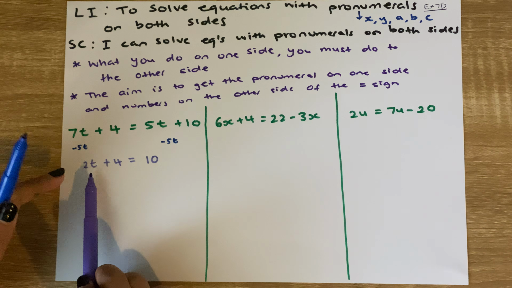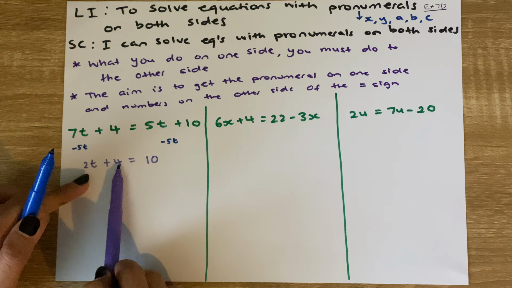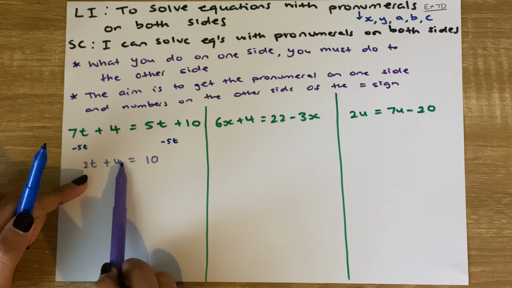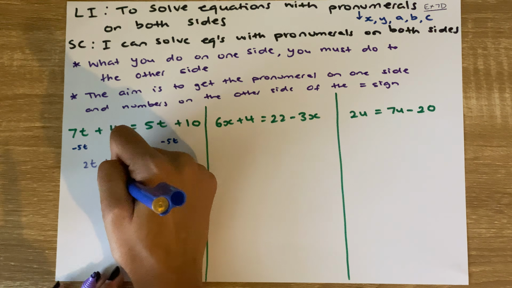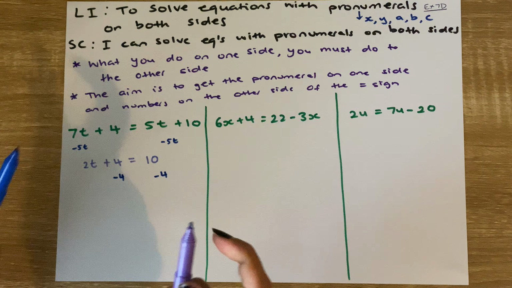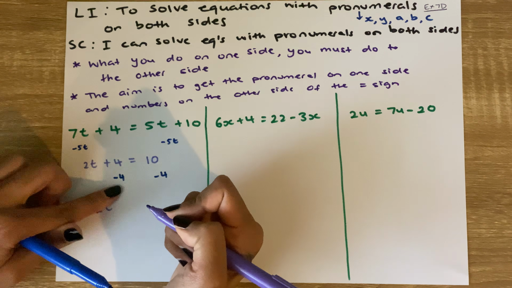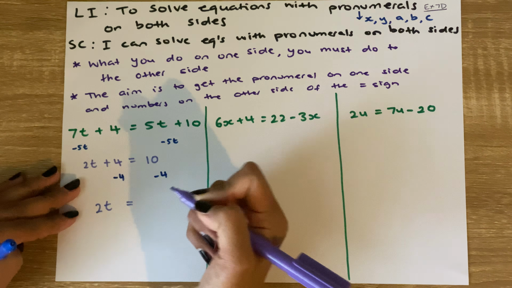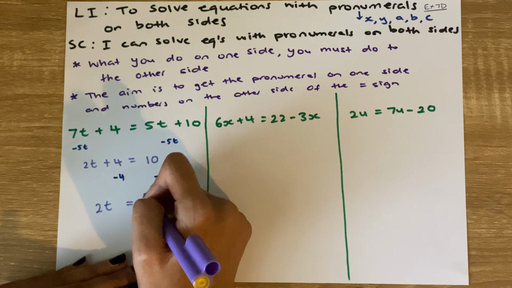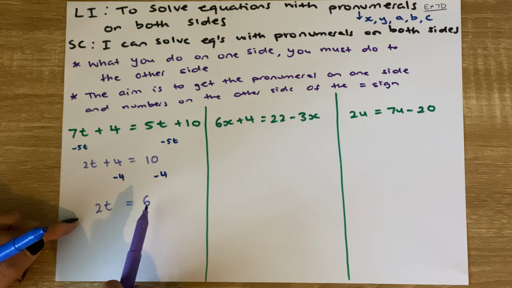So I want to try to get my letter on its own, which means we're going to look at what's not with the letter first. So we're going to get rid of this plus 4. So the opposite of plussing 4 is subtracting 4. So what I do to one side, I'm going to do to the other side, all right? So what I'm going to be left with now is 2t on this side, 4 take away 4 cancels out, equals 10 take away 4. 10 take away 4 is 6. All right, now I'm left with 2t equals 6.